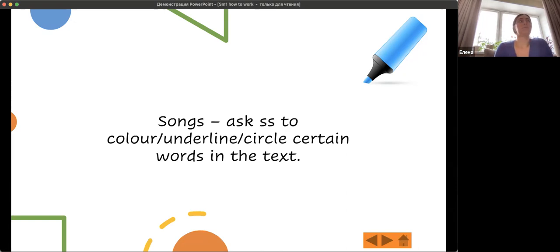Then color favorite, or maybe draw hearts above it, yes? And then count how many words are there. It's funny. It's like a competition. Who is faster, who can find more words. And it helps then when they start reading.